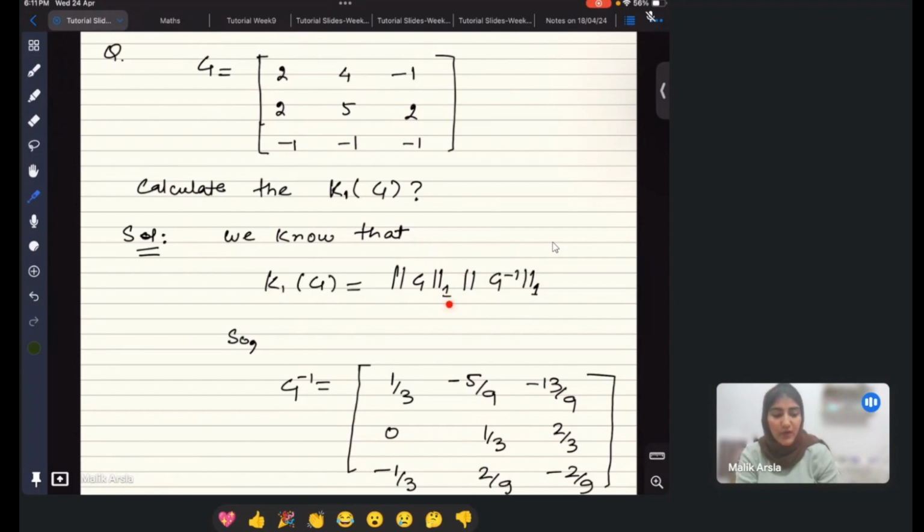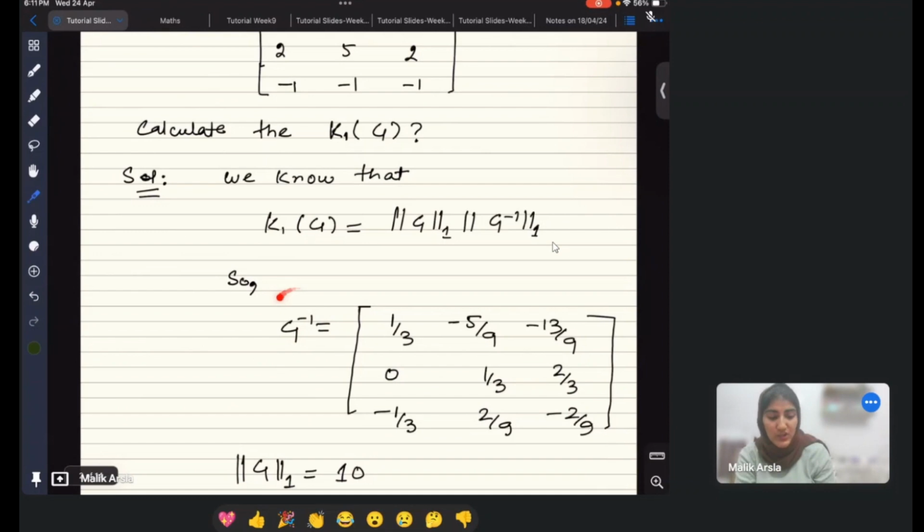So one norm we already know how to calculate. We can, by observation from this matrix, calculate the one norm, and similarly for G inverse also. So first we calculate G inverse, and you know how to calculate G inverse. It's simply adjoint of A upon determinant of A. I'll not show you how to do it because we have done it in the previous videos. You have done it many times. And when we calculate the inverse for this matrix, it comes out to be this.